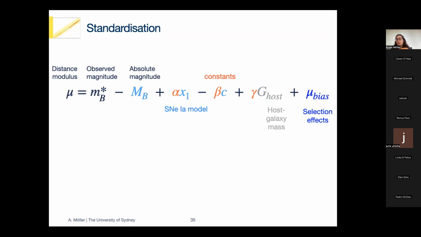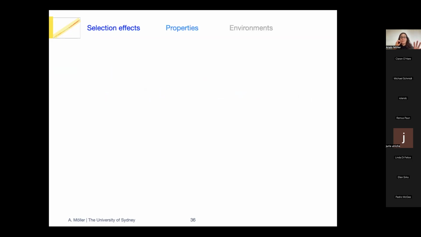And then selection effects are always a problem because, of course, if you go to higher redshifts and fainter, a fainter supernova may not be selected compared with a brighter supernova. So you need to take this into account. So I'm going to tell you a little bit about selection effects, properties, and environment, thinking towards Rubin, thinking towards what we can do with the Dark Energy Survey to improve this.